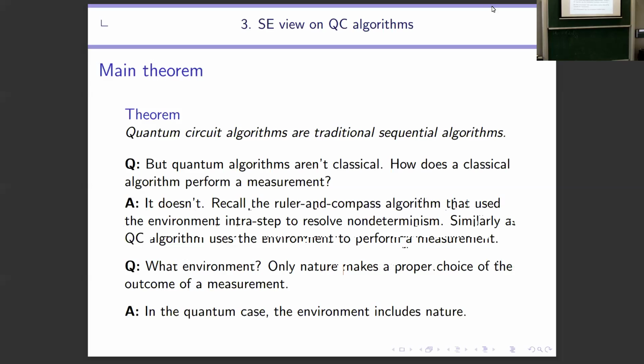So essentially the idea is that we have normal, classical, traditional algorithms, except their environment and their operating system is very sophisticated. So you deal not just with the standard operating system on your machine, but you deal also with nature. But that's how it is. But from the algorithmic point of view, it is not much different from the case of non-determinism we saw in this early example.